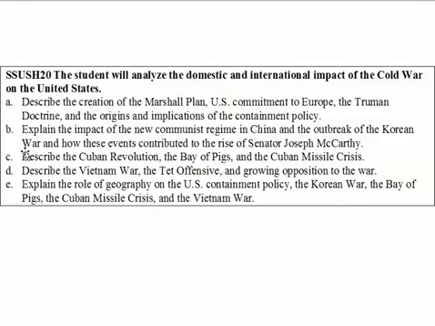All right, so let's look at this top one here. The student will analyze the domestic and international impact of the Cold War on the United States. So we're going to analyze how the Cold War impacted the United States domestically and internationally.